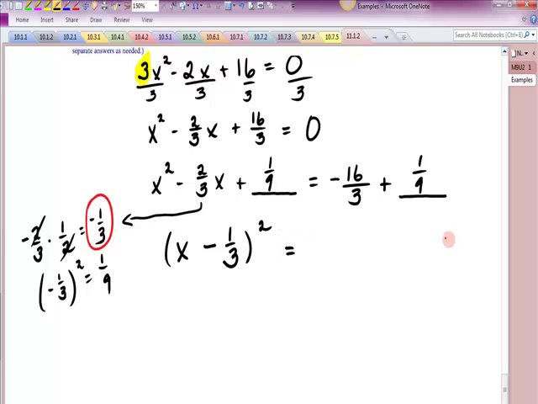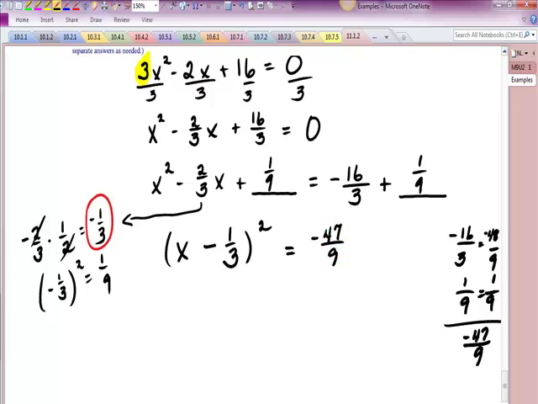Okay, I'm going to go off to the side. I have negative 16/3 and positive 1/9. The common denominator is 9. 3 goes into 9 3 times. 3 times negative 16 is negative 48. This one doesn't change. That's going to give me negative 47 over 9.